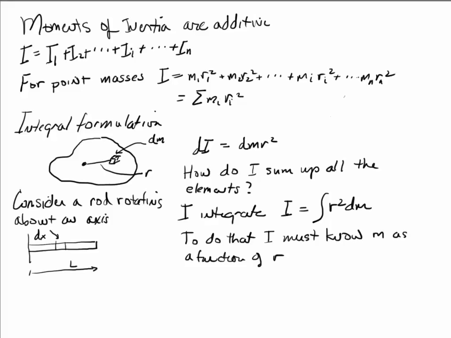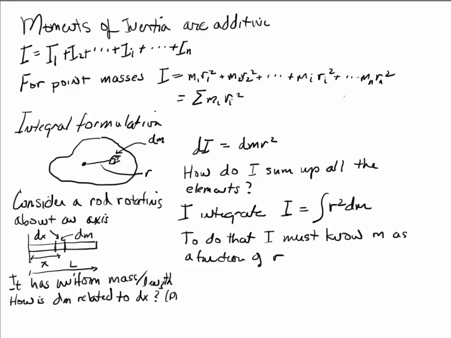Now, what I'd like to do is start by considering a rod rotating about an axis. And I show the axis over on the left hand side, and the rod is length L. Now I can take a small element, dm, that's related to dx, and we're going to consider that the rod is uniform, has a uniform mass per unit length. And I ask the question, how is dm related to dx?